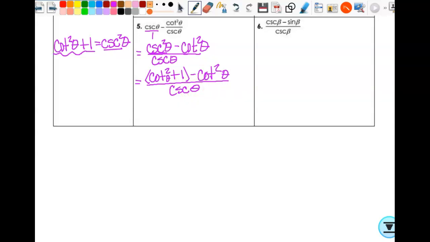Okay. So here I put my parentheses because I substituted something with more than one term, but they don't really do anything here but group it, right? Nothing exciting is happening. So when I do cotangent squared theta minus cotangent squared theta, those two zero out. So I'm just left with a 1 in the numerator, 1 over cosecant theta, and what does that give me? Sine theta. Okay. Any questions at this point?